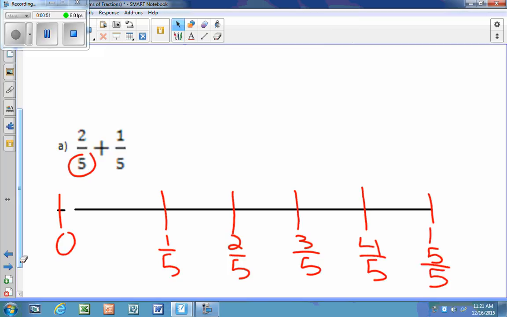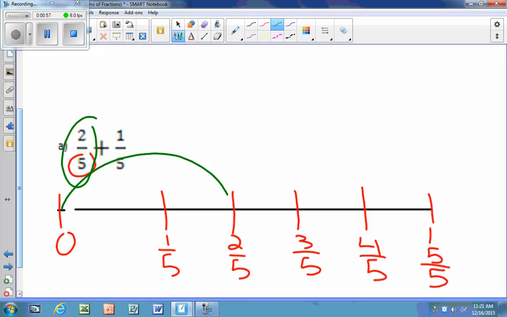Then after that, I'm going to start making some jumps. So the first fraction I want is 2/5. So I'm going to start at 0, and I'm going to skip all the way over to 2/5. I jump 2/5. And then I'm adding one more fifth. So when I add it, I end up at 3/5, and I know my answer is 3/5.